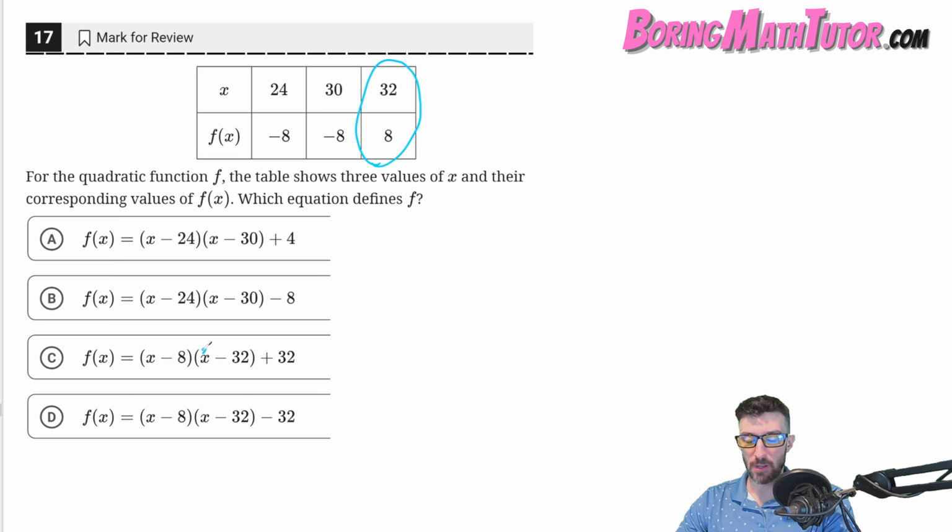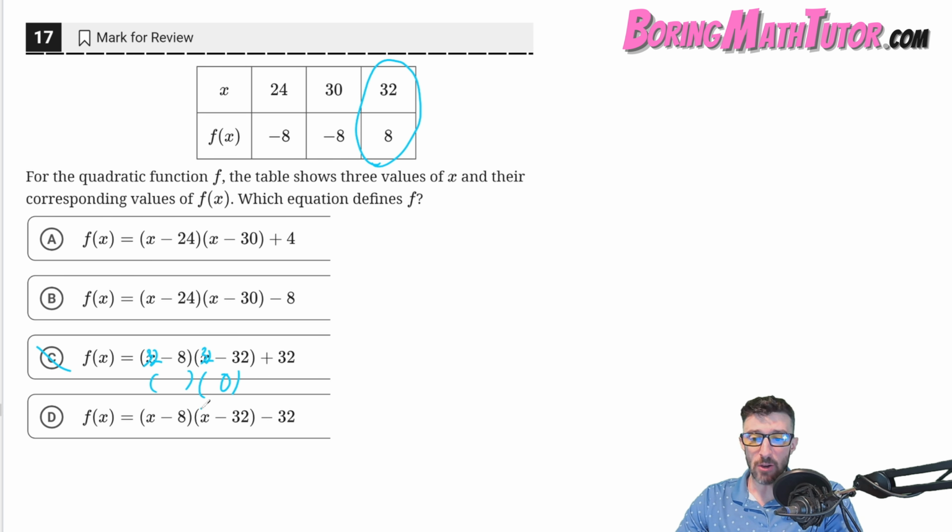And if I were to plug in the 32 for X into this one, then 32 minus 32 would be 0. And then I would have something times 0, which is 0, plus 32. So that would come out to 32. But I don't want it to come out to 32. I want it to come out to 8. So that one's actually definitely not my answer based upon what we just said.